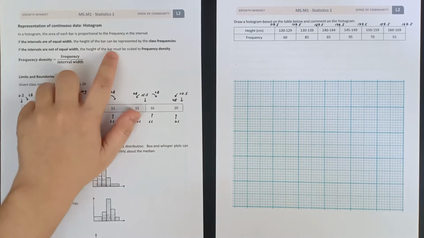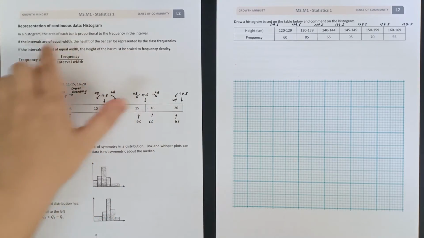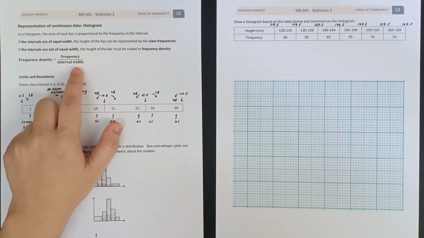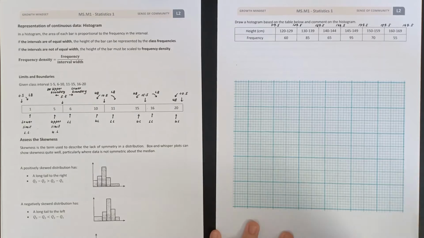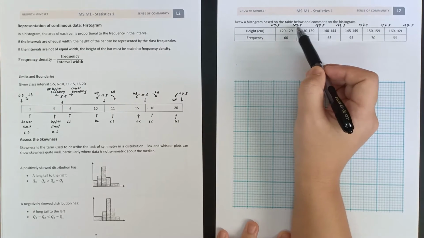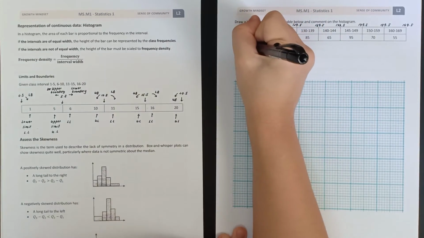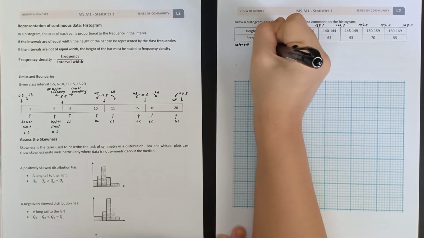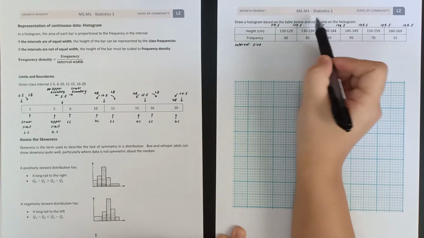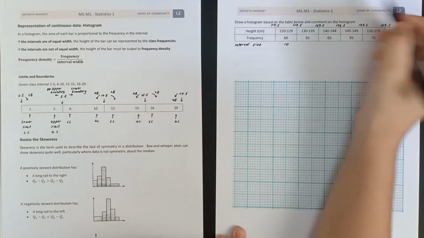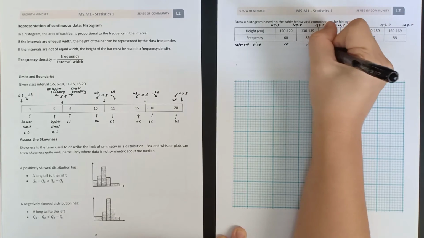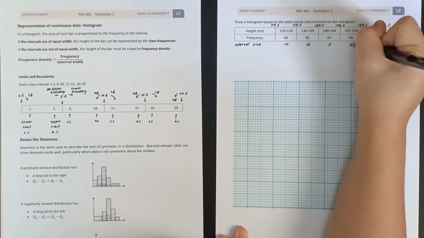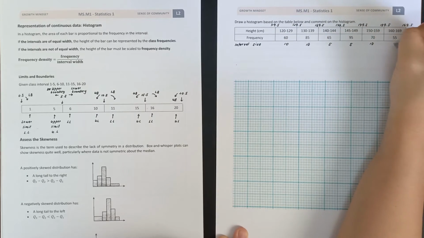Then now you need to change all your frequency into frequency density. So how to do that? Frequency divided by interval width. So we need to find out the interval width first. So 119.5 to 129.5, what is the interval width? Sometimes we can use size also, it's the same thing. 119.5 to 129.5 is 10. 129.5 to 139.5 is 10 also. 139.5 to 144.5 is 5. Here's also 5. Then you have back to 10 and back to 10.